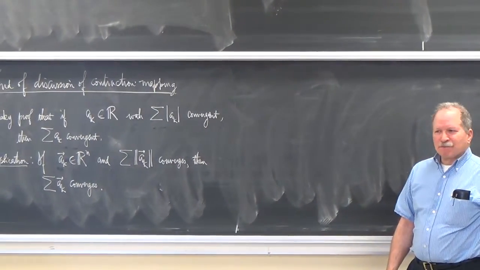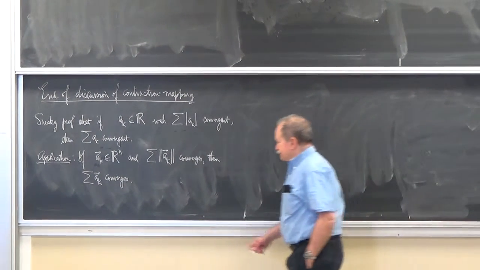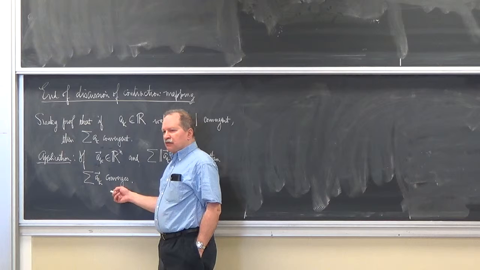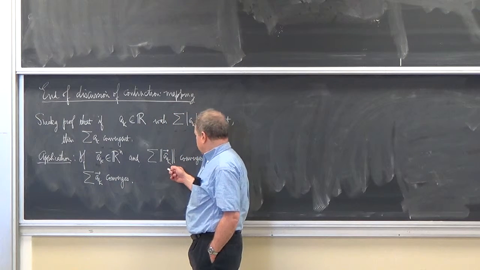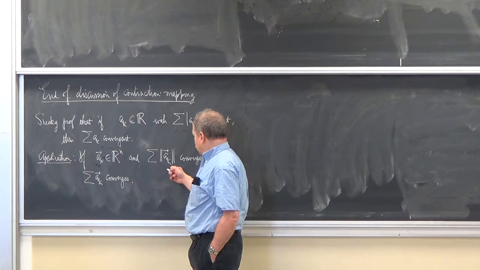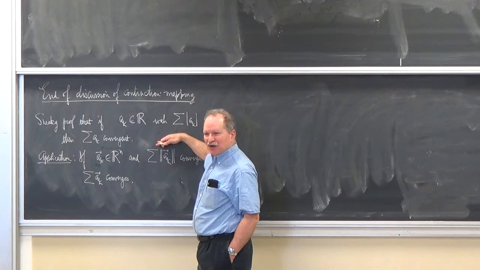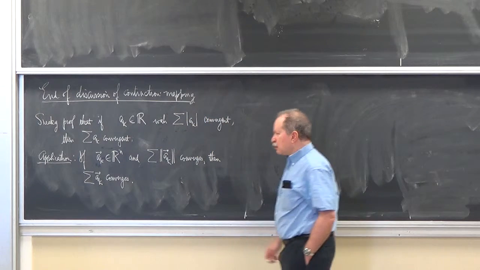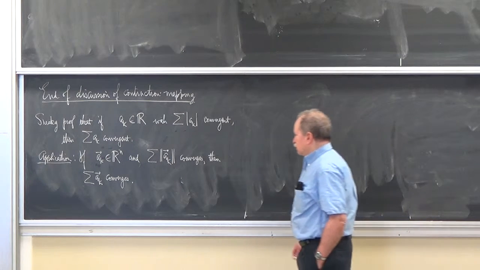Comparison. Comparison of what? Well, I want to reduce to the single variable case that we've already proved. Well, we know that each coordinate converges. Just go coordinate by coordinate, and if you prove that each coordinate converges to a point, then the sum of the vectors converges.